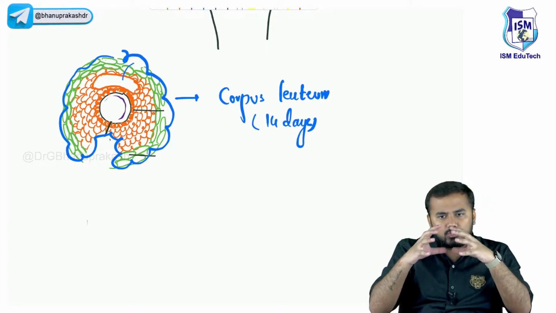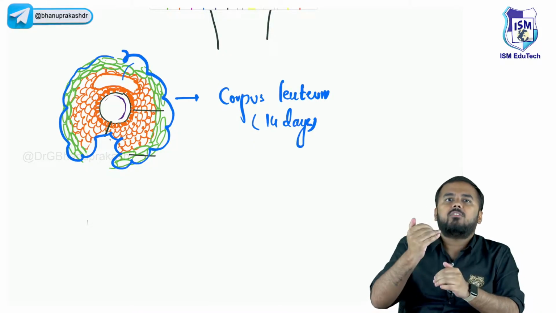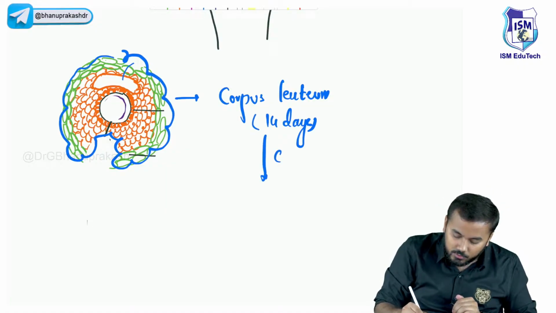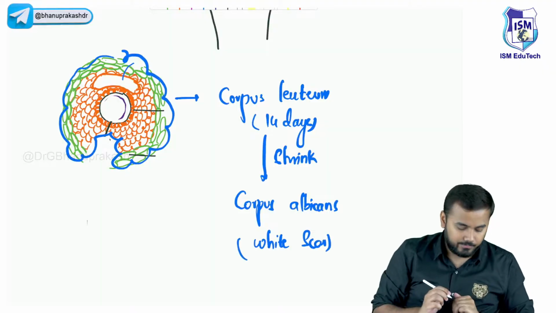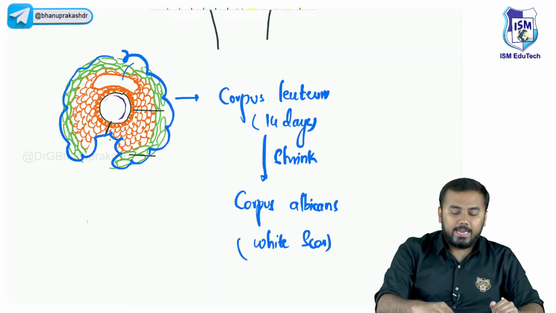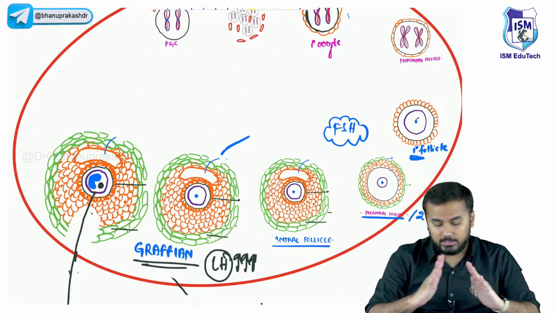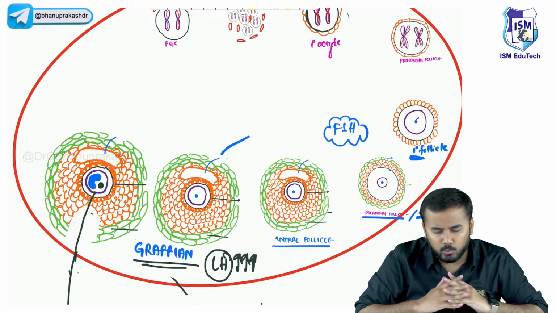After that, this corpus luteum will slowly shrink, and finally it will convert into corpus albicans, which is also called the white scar. Right? So this is the entire story which I wanted to explain regarding oogenesis, guys. Okay, so all of you see, this is just an introduction. I don't want to go into much more detail.